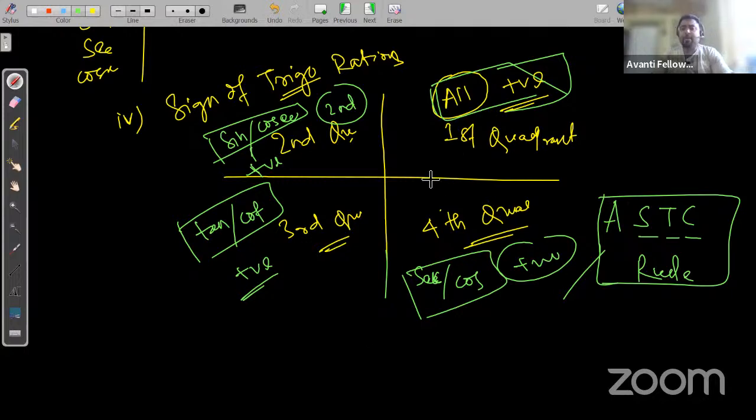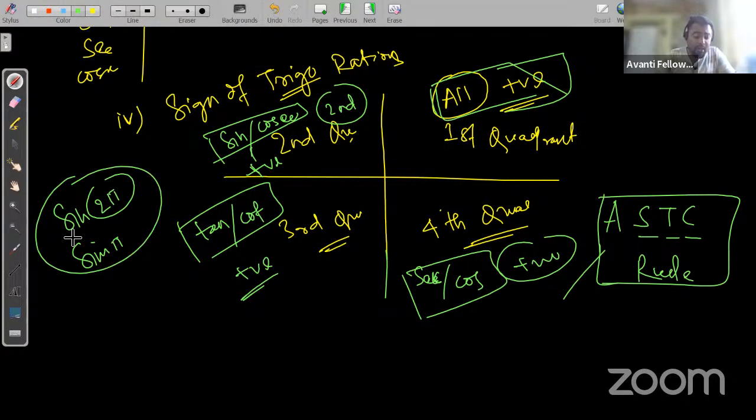Okay, so this is all about the sign of trigonometric ratios. We'll cover it in the fourth portion of trigonometry. Similarly, we'll also see trigonometric ratios of general angles, like if I ask sine of 2 pi, sine of pi, all these things we'll cover. And we'll also cover trigonometric ratios of compound angles.